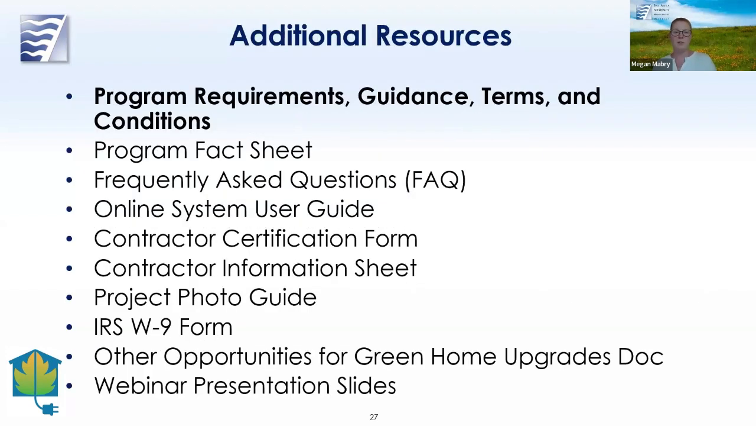Again, we know this is a lot of information to absorb all at once, so we have prepared many resources to help you through this process. You can find them all on our website. The most important one is the program requirements, guidelines, terms, and conditions document. All interested parties must read through this document to fully understand the requirements of the program, which have been summarized in this presentation. Other resources include a high-level fact sheet, frequently asked questions document, and an online system user guide. This is also where you will find project documents like our contractor certification form and a W-9 form.